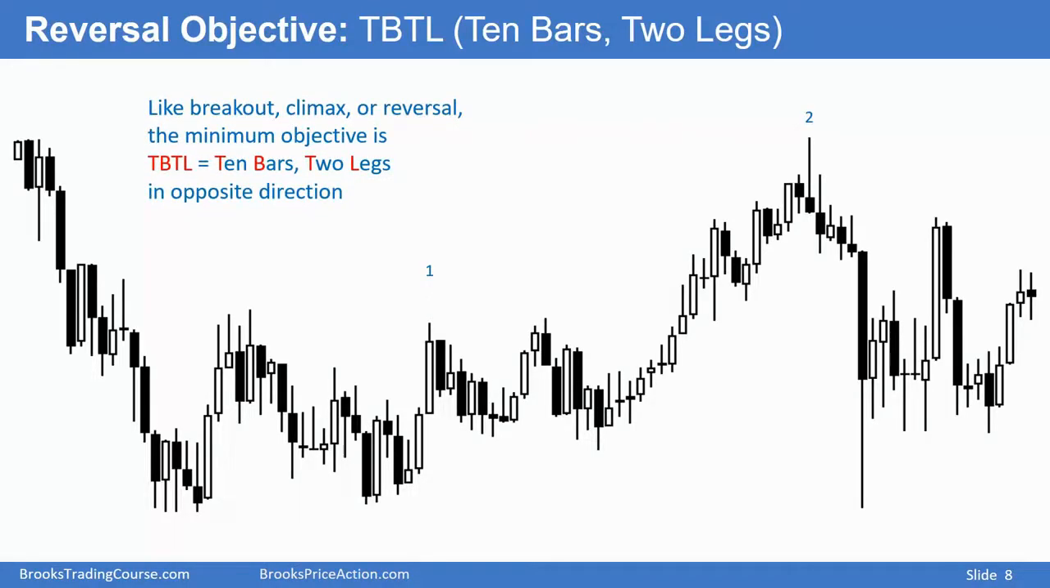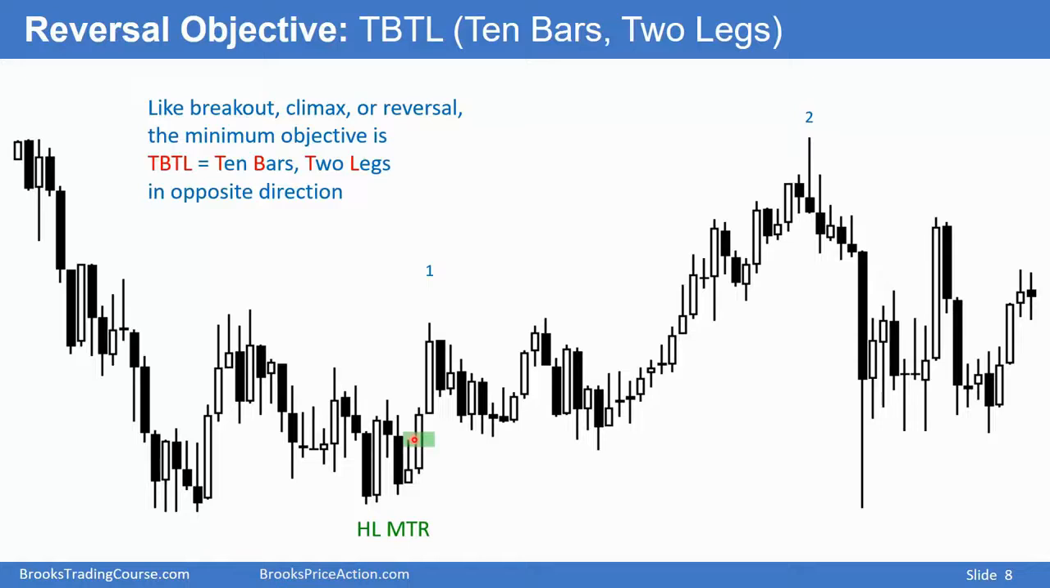Any kind of reversal, or any kind of a big move, a breakout, a climax, a reversal, the minimum objective is TBTL, 10 bars, 2 legs in the opposite direction. For example, here, we got a higher low major trend reversal, minimum objective, 2 legs up, 1, pullback 2, and 10 bars. So this obviously is much more than that. You can also say it's more than 2 legs, 1, 2, 3, 4, 5, depending on what you want to call a leg.